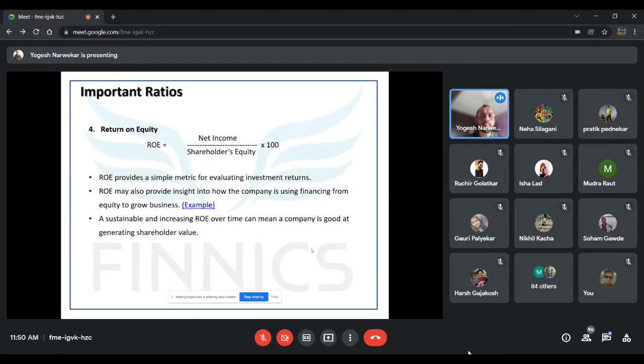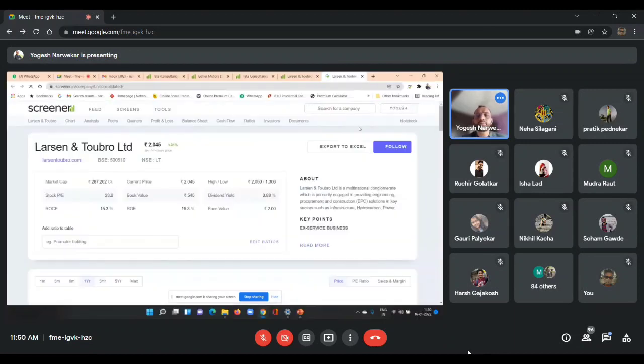So ROE provides a simple metric for evaluating investment returns. ROE may also provide insight into how the company is using financing from equity. So whether they are using their own equity or doing business on borrowed capital, that can be known from the return on equity. A sustainable and increasing ROE over time can mean a company is good at generating shareholder value. I will show you the example. Again, we will go to the L&T example only.